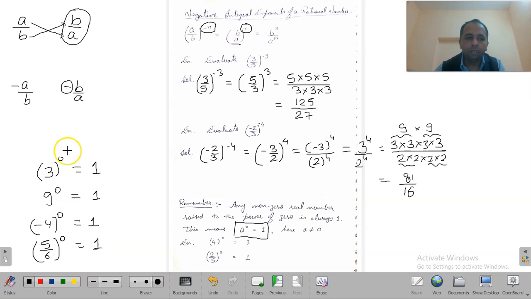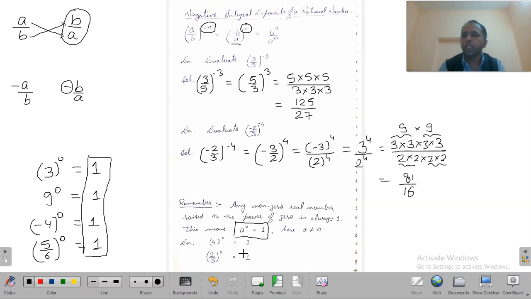So in case the exponent value is 0 and the base value is any real number other than 0, the base value should not be 0, but any other value, then the answer will always be 1. So 4 to the power 0 is 1. 2 upon 5 to the power 0 is also 1. So remember, this is very important. Any non-zero number to the power 0 is always 1. This is a very important point which you need to take care of and understand.